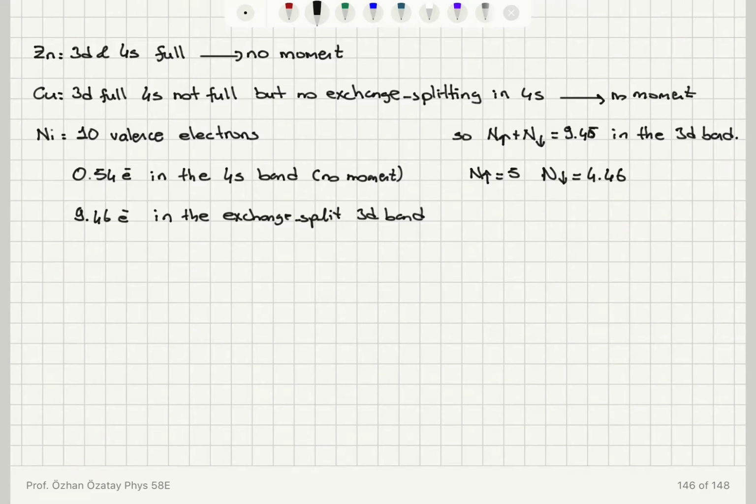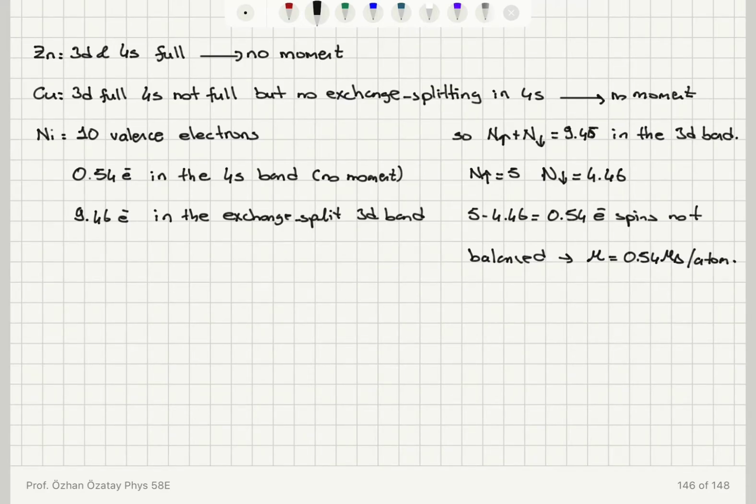Then you can see the net number of spins that are not balanced. So 5 minus 4.46, we have 0.54 unbalanced electron spins, not compensated for. Therefore, we find that the magnetic moment is 0.54 Bohr magnetons per atom.